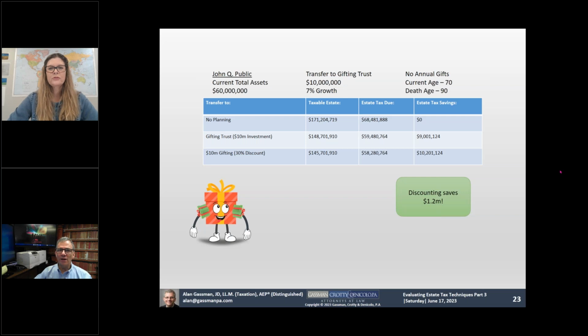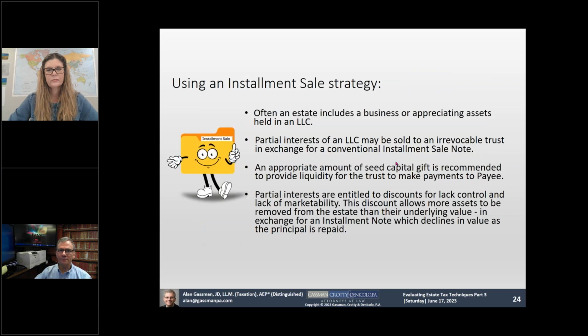Okay, so there you've got no planning, estate tax 68 million, gifting trust planning 58 million, and with a 30% discount, a little bit less in estate tax. You're only saving 40% of the 3 million.